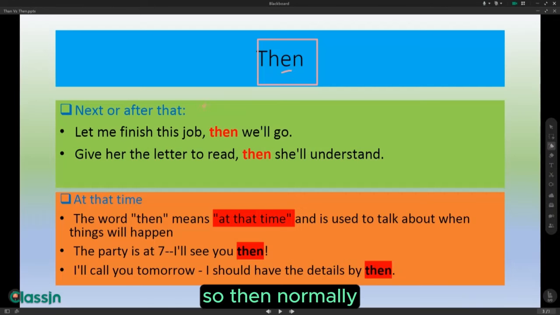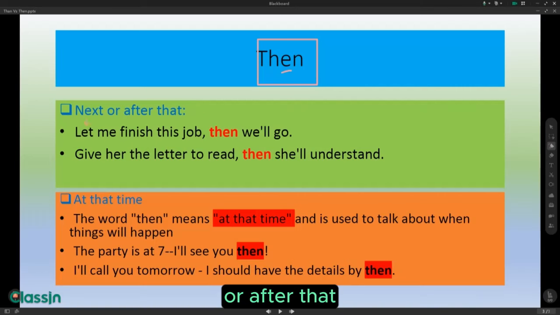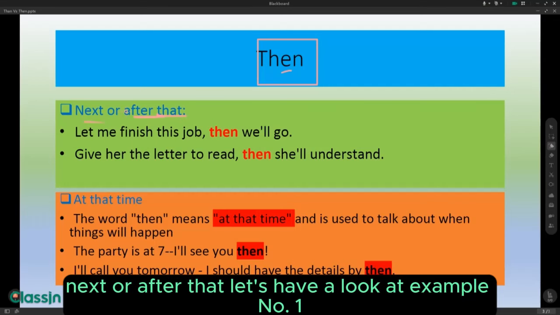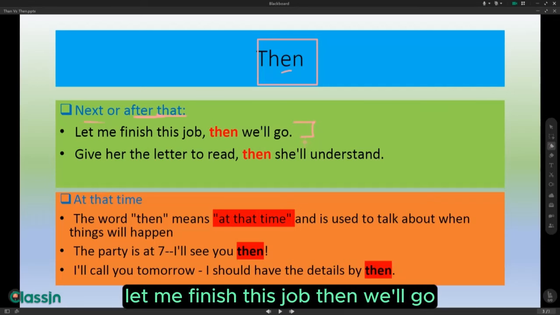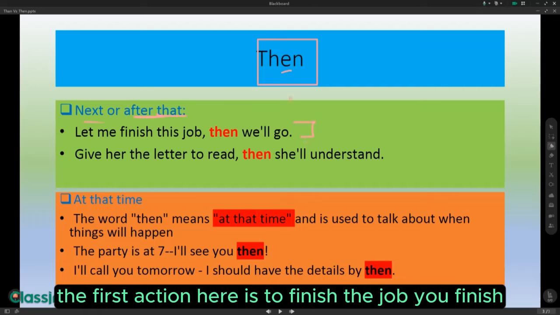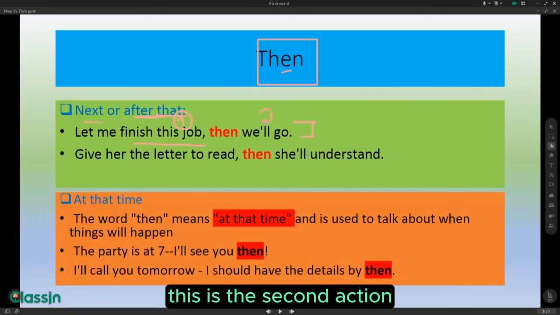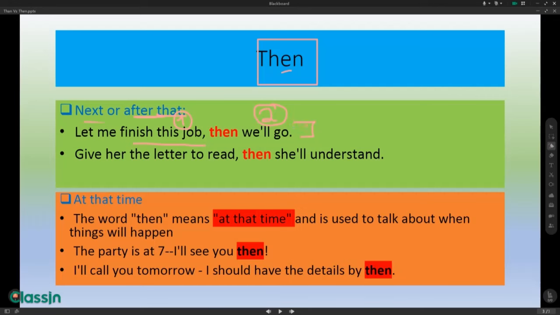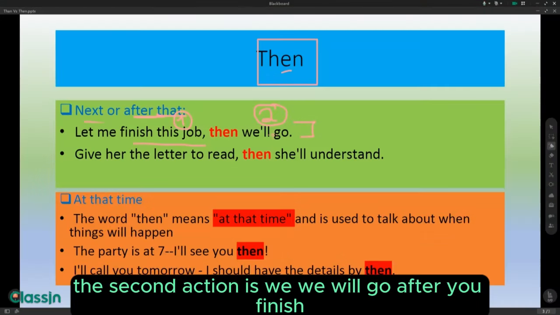So then, normally it refers to an action that is going to happen next or after that. Next or after that. Let's have a look at example number 1. Let me finish this job, then we'll go. That means that the first action here is to finish the job. You finish, and after you finish, we will go. This is the second action, as you can see here. The second action is we will go after you finish.